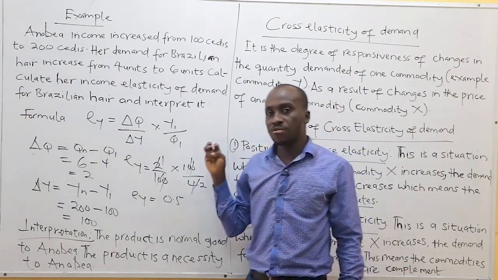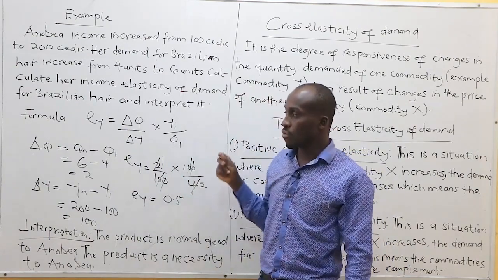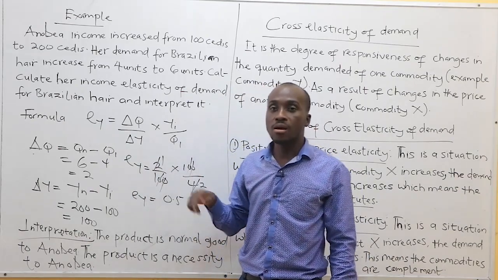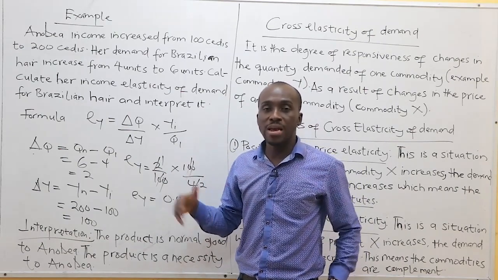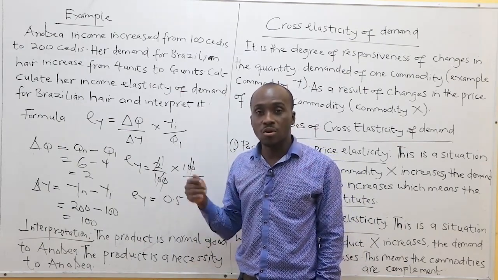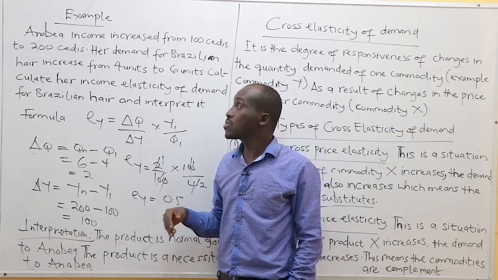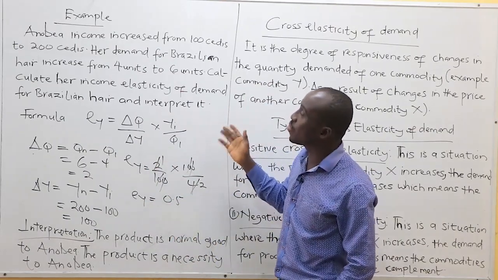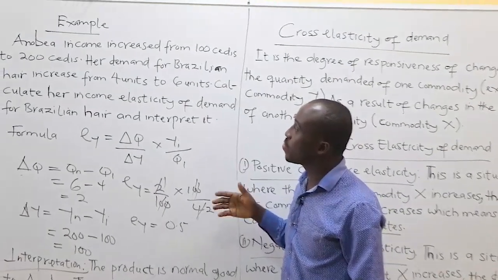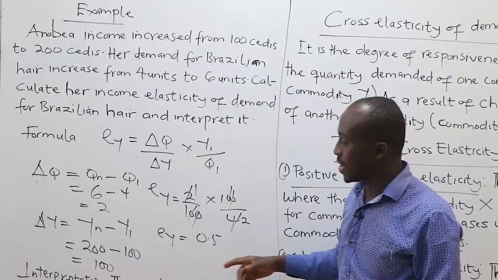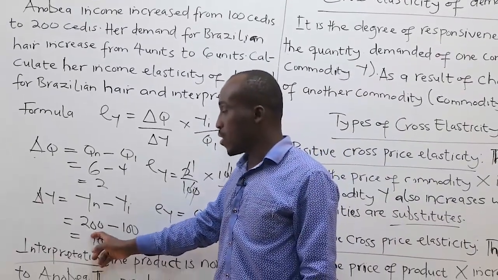We have three types. We have done the price elasticity, we have done the income elasticity, and we're going to look at the cross elasticity of demand. And then we move on to a data response, right? So if you look at this table, her income was 100, now it's 200. So her new income is 200, her old income is 100.